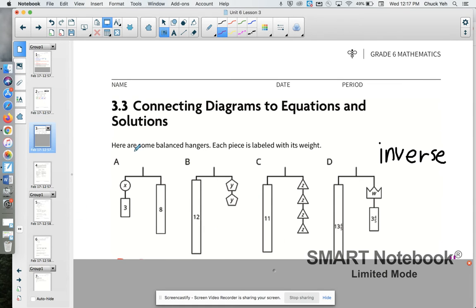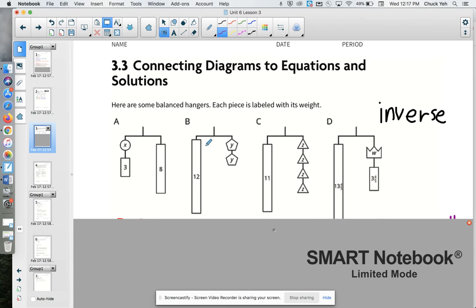On 3.3, right? We are going to find the equation for this and then solve it as well. Look at these hangers and then go ahead and solve it as well. Just like what we did for 3.2. Give you some time to do that. When you're ready, unpause it. All right?